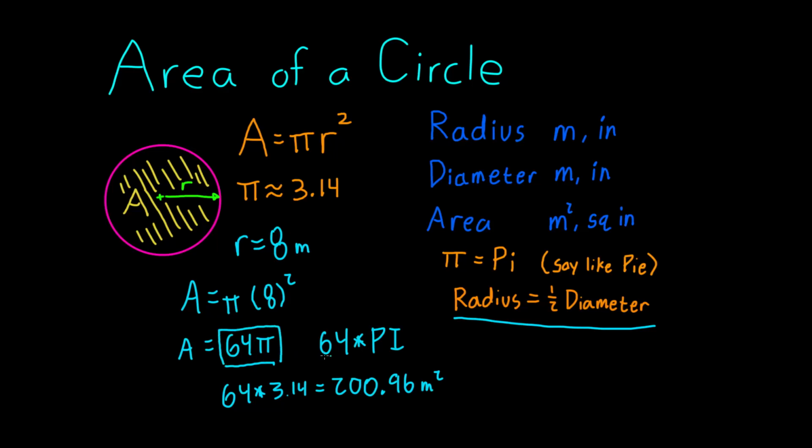If you're typing it into our system, it's going to look like this, 64 times pi. If you're getting a decimal or a float value, then you're going 64 times 3.14, and you're going to end up with 200.96 approximately, because again, pi can have more digits going on here. And that's the basics of how to find the area of a circle.